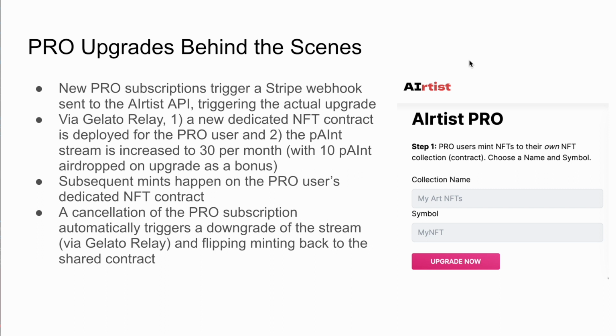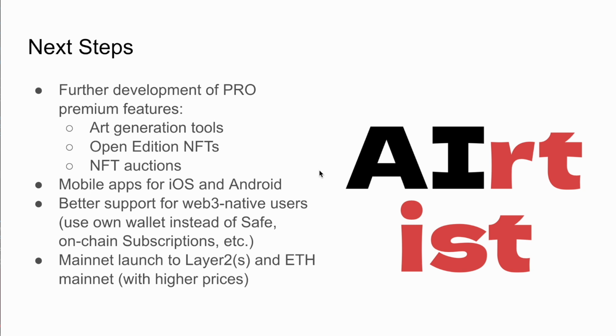And when a cancellation of the subscription happens, this triggers another Stripe webhook, which gets sent automatically, again via Gelato Relay, downgrading the stream back to 3 per month and flipping the minting for that user back to the shared contract since they're no longer a Pro user. So that's the basics of what's happening behind the scenes. Look for the README on the repo for a more in-depth technical description of what's going on.